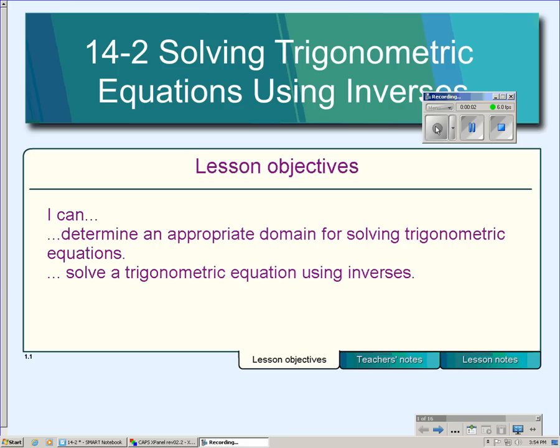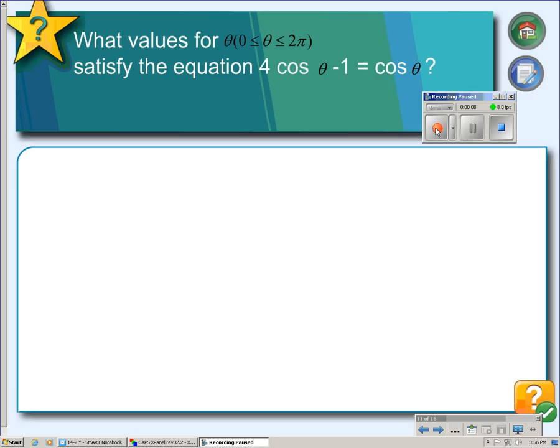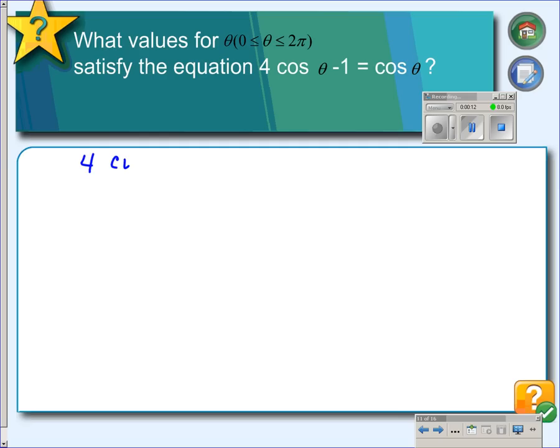This is lesson 14.2, part 3. In this one, we're going to solve some equations that involve inverses. So here's our equation. We have 4 cosine theta minus 1 equals cosine theta.